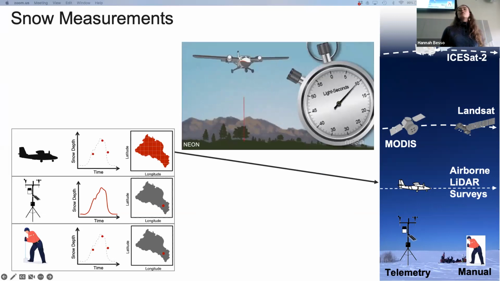It does that via an airplane, which has a LiDAR instrument on board. The LiDAR instrument is able to send a light signal from the plane to the surface of the Earth. That light reflects off the surface of the Earth, returning to the airplane, and the amount of time it takes for the light to travel can be converted into surface elevation of the Earth, because we know the speed that light travels. This can be considered the gold standard of snow depth measurement in that it gets very high resolution data.